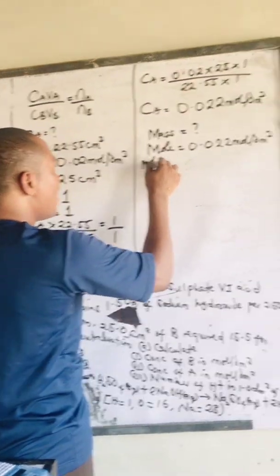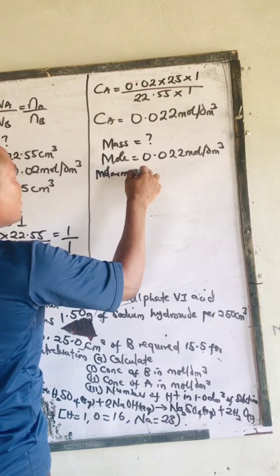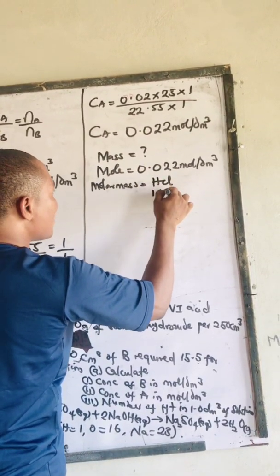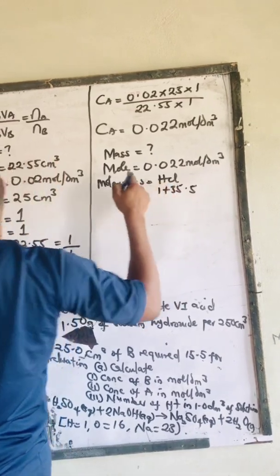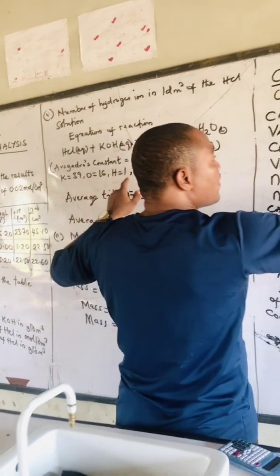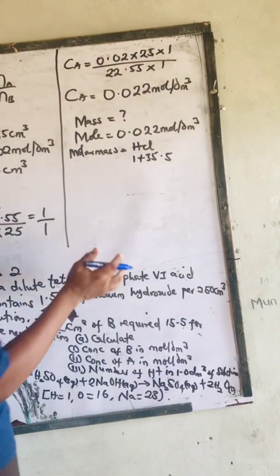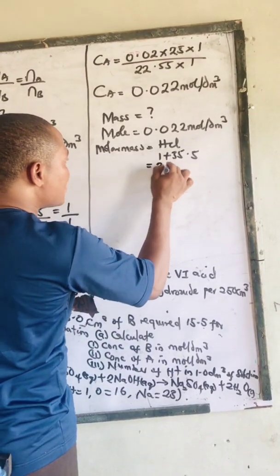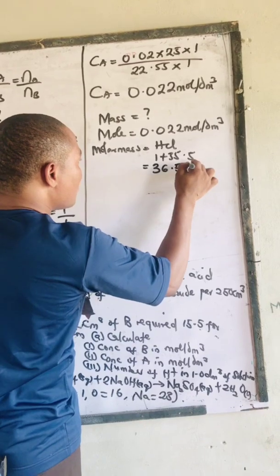Our molar mass now. Our molar mass is what? For HCl, you have 1 plus 35.5. It is given to us in the question. HCl is what? Hydrogen is 1 and chlorine is 35.5. So we are looking for the molar mass. We are adding the atomic masses together, and here we have 36.5 gram per mole.